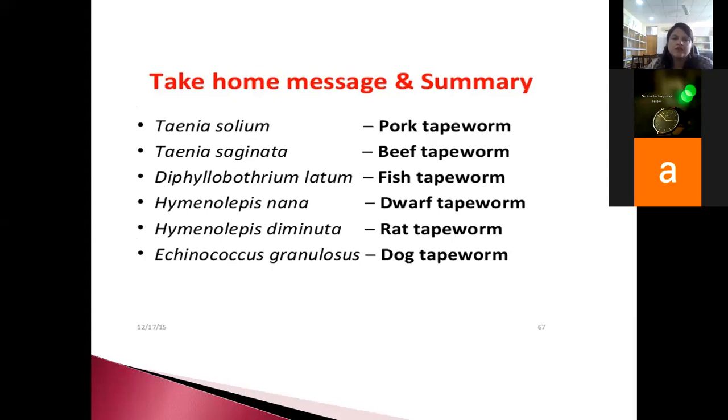All these names are given because of the intermediate host, which is different for each of these. Like Taenia solium occurs in humans and pork or the pigs. The Taenia saginata occurs in the humans and the beef. The beef means cattle. And the Diphyllobothrium occurs in the humans and the fish. And the nana is a dwarf because it's the smallest tapeworm of all of them. And the diminuta is in the rats. And the Echinococcus usually occurs in the dogs as a secondary intermediate host. So that's why they've given these names.